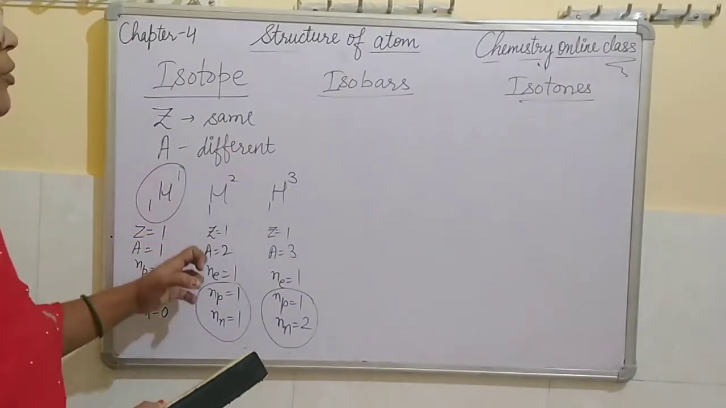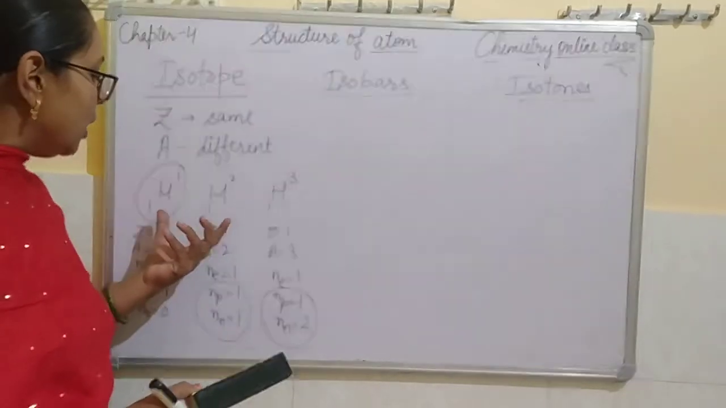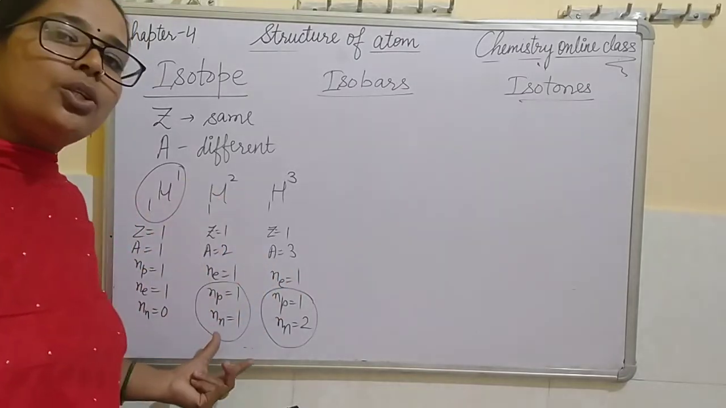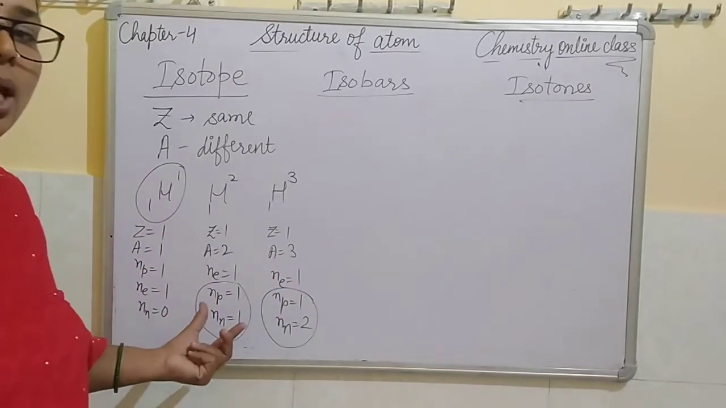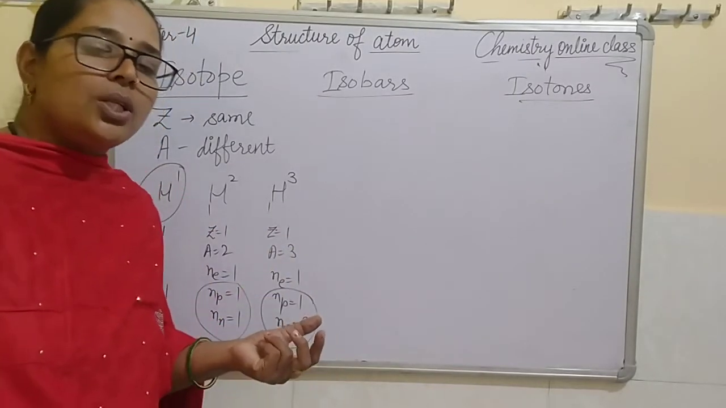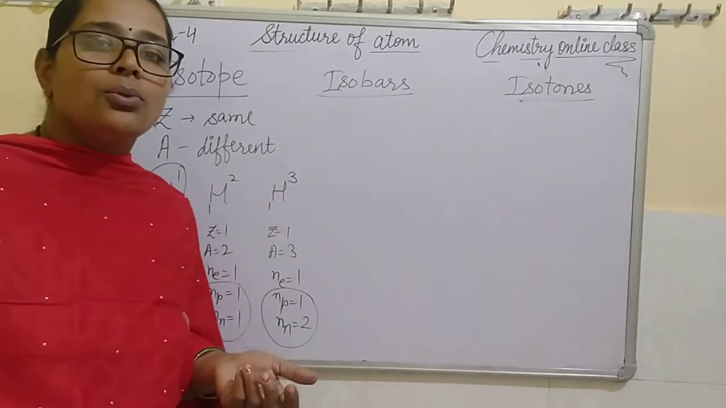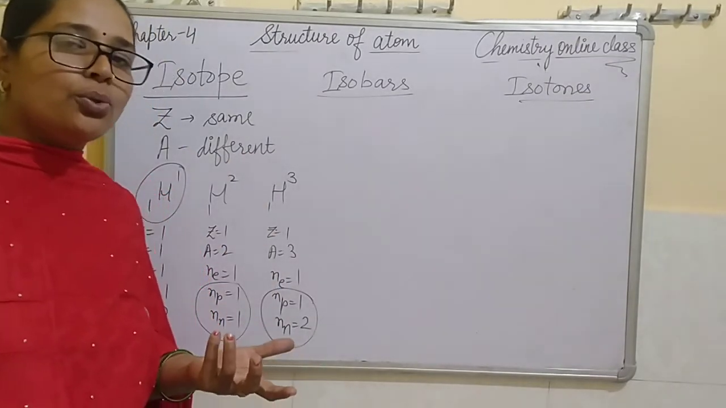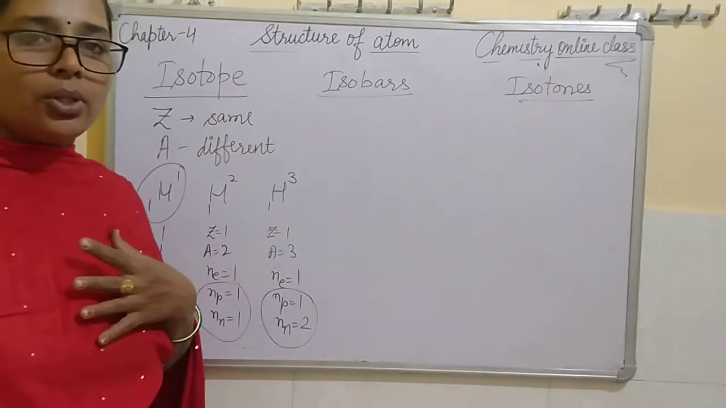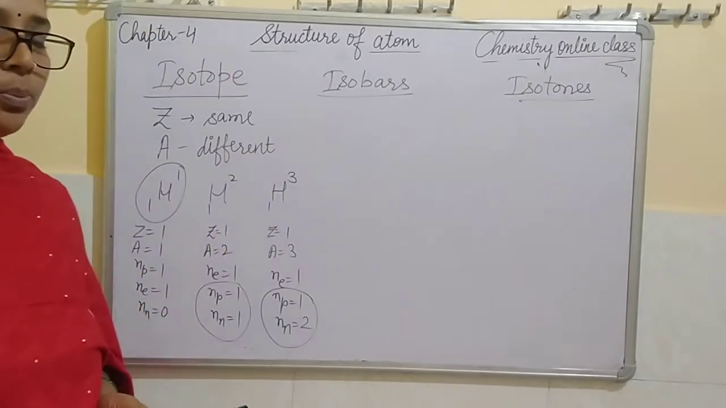These isotopes of elements are very important. They have crucial uses. Deuterium is used in nuclear reactors as a moderator. The isotopes of iodine are used in the treatment of cancer. The isotopes of uranium are used in nuclear reactors to produce energy. So these isotopes are very important. You can read the further uses of isotopes from your book.